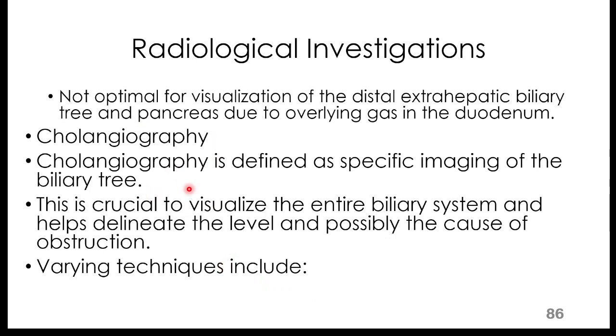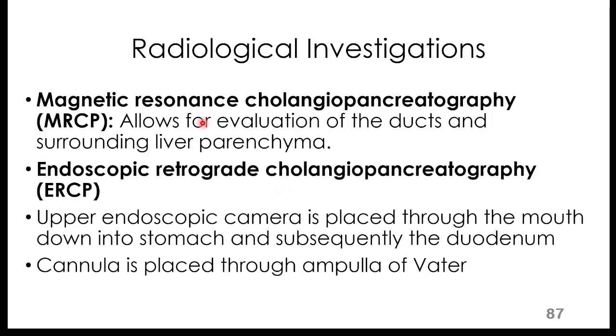Then cholangiography. Cholangiography is simply specific imaging of the biliary tree, and there are several techniques, which include magnetic resonance cholangiopancreatography (MRCP). Basically, it's taking an MRI image of the biliary tree. We also have endoscopic retrograde cholangiopancreatography. In this case, an endoscope, a tube that has a camera at the end, is placed through the mouth and down into the stomach, and from there enters the duodenum, and the endoscope passes through the ampulla.